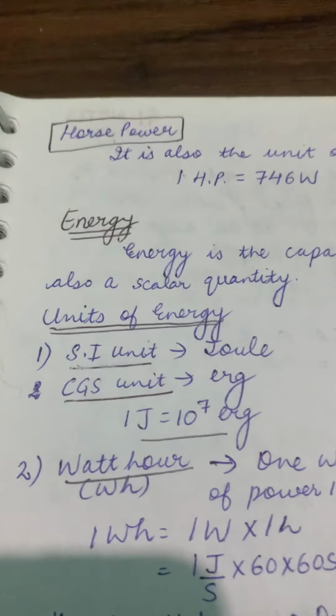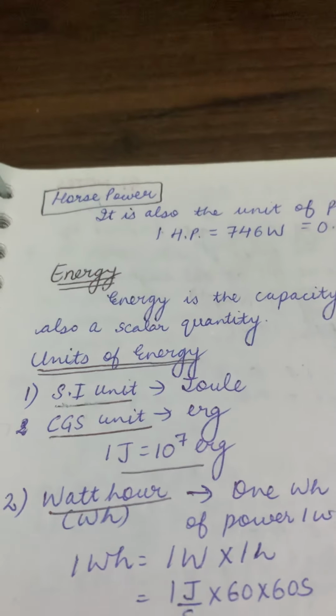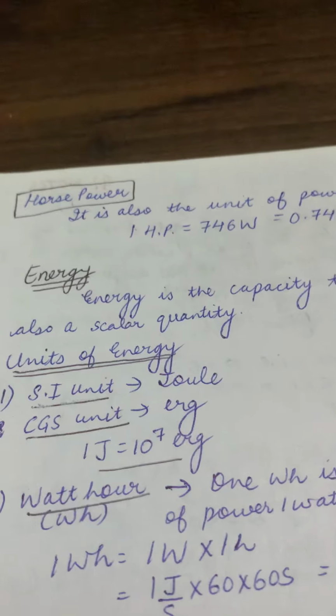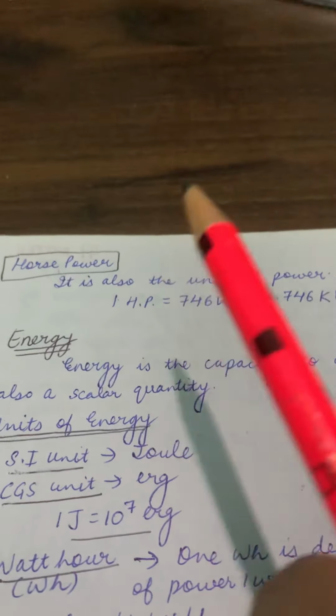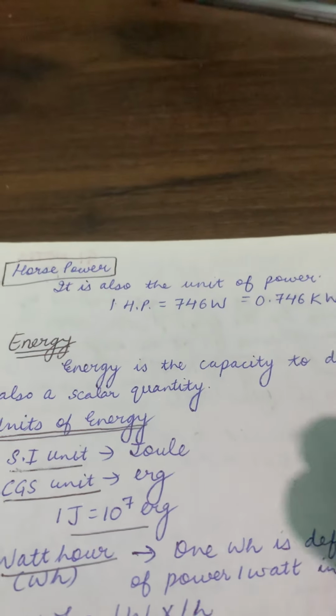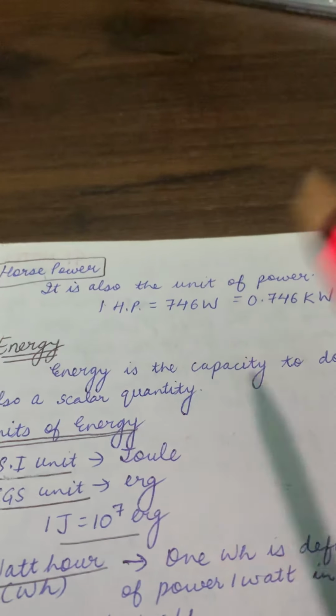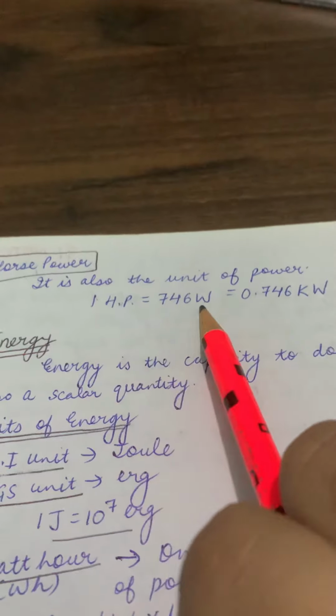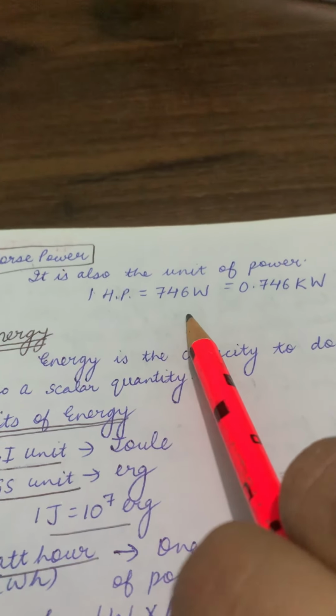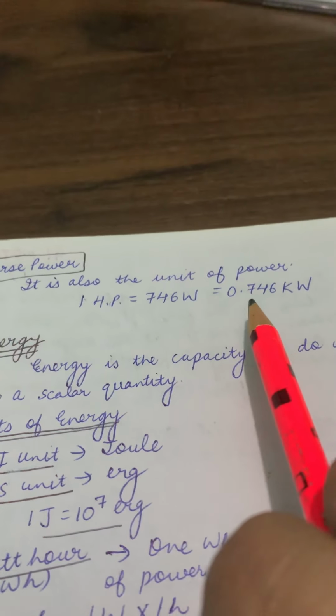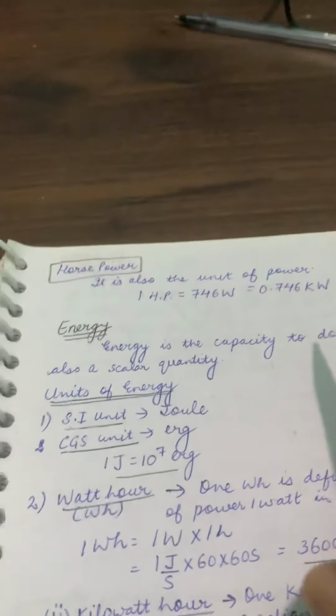One very important unit of power is horsepower. My favorite question, ICSE board's favorite question this is. It is also the unit of power, and remember they ask you that what is the relation between the horsepower and the SI unit of power. SI unit of power is watt. So what is the relation between both of them? 1 horsepower is equals to 746 watt or 0.746 kilowatt it is.